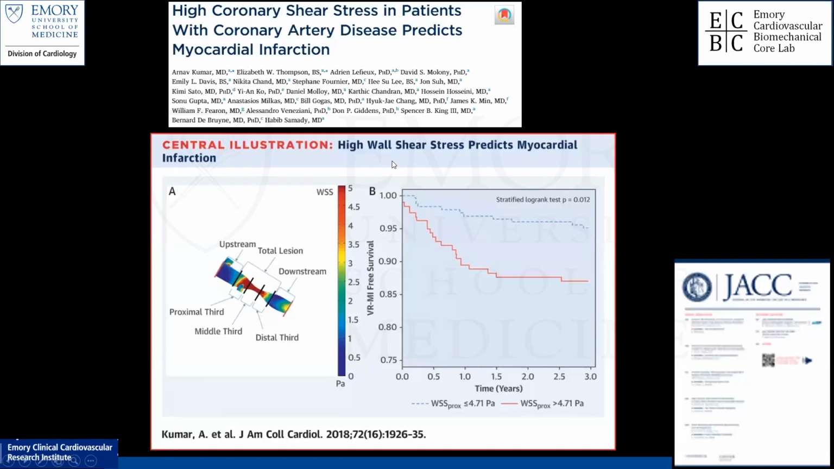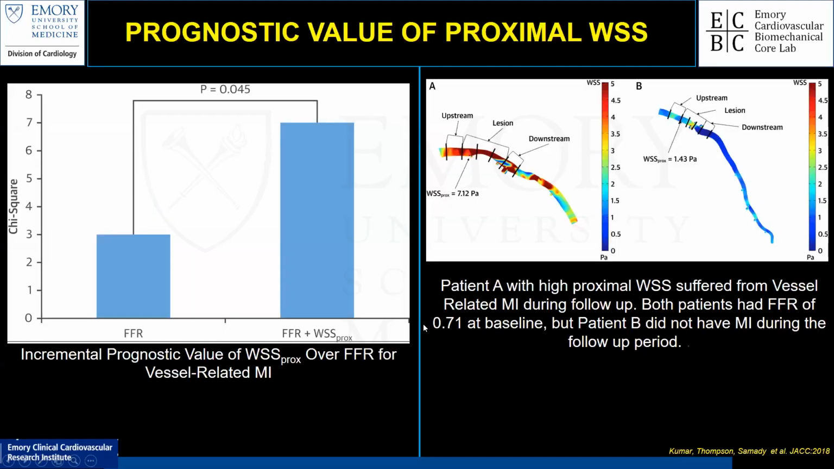So we took the FAME 2 study patients and found that patients with high shear stress at baseline had a greater risk of future MI during a 3-year follow-up period. In this study, we used our novel methodology to use angiograms for both 3D reconstruction of the vessel lumen and for computing shear stress using computational fluid dynamics.